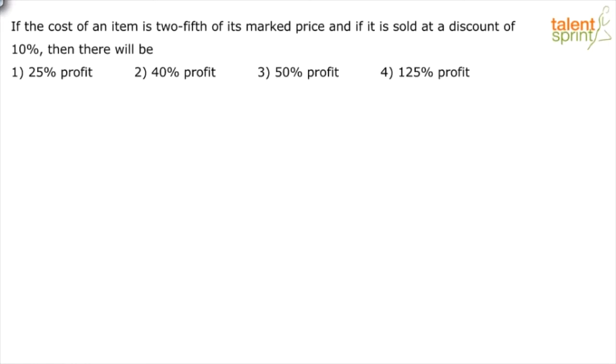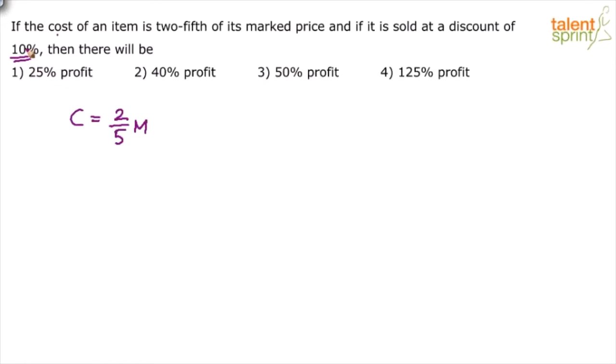Okay, so let's take it up now. It says if the cost of an item is 2/5 of its marked price and if it is sold at a discount of 10%, then there will be how much profit? 25%, 40%, 50% or 125%. Again, based on cost price and mark price. So what do we do? Cost price of an item is 2/5 of its mark price. C is equal to 2 by 5 times the mark price. This has been sold at a discount of 10%. Then what will be the profit?